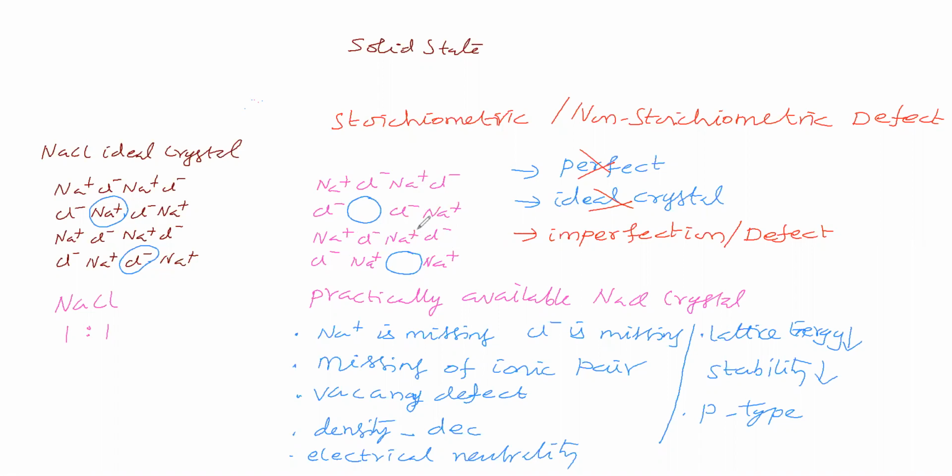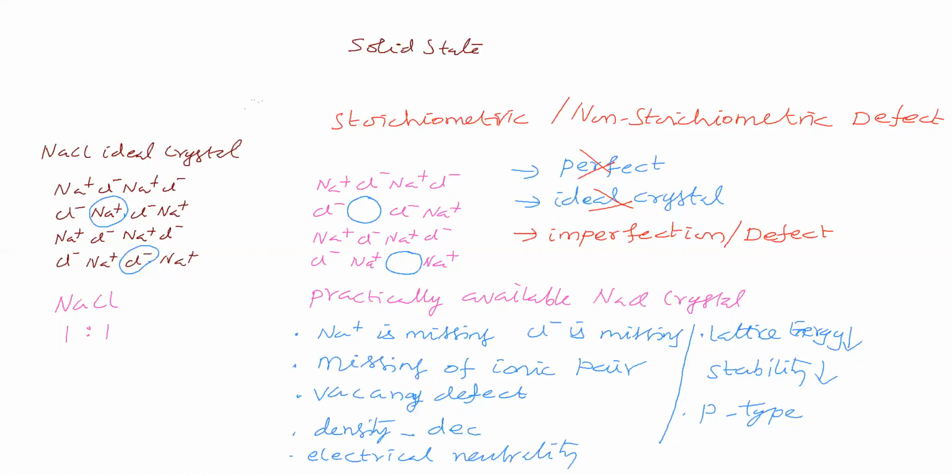Therefore, what is the formula of this crystal? Shall we say the formula of this crystal is the same as the ideal crystal? Then this crystal is called a stoichiometric crystal, because the formula of this crystal is the same as the ideal crystal. Therefore, we can call this a stoichiometric crystal. And in this crystal, a defect is there. Therefore, we can call this a stoichiometric defect, we can say.